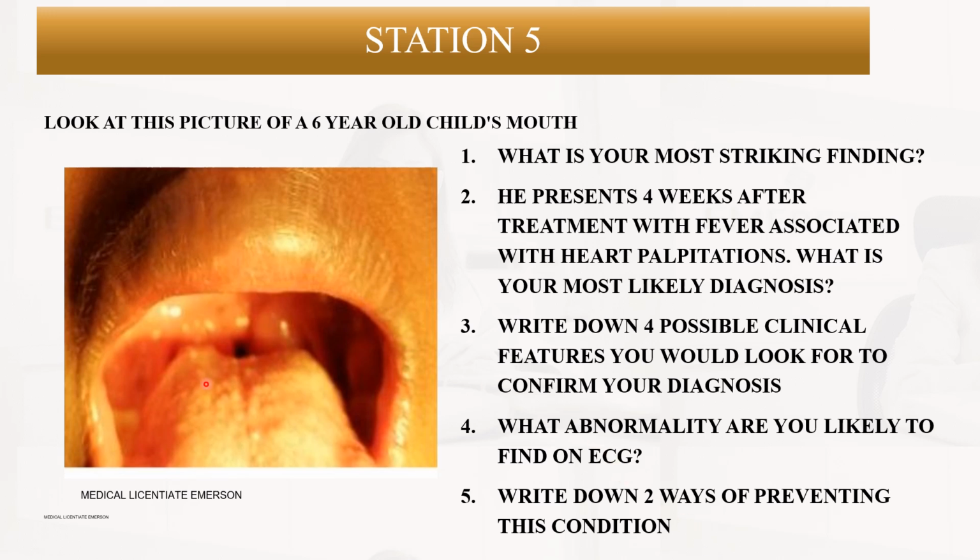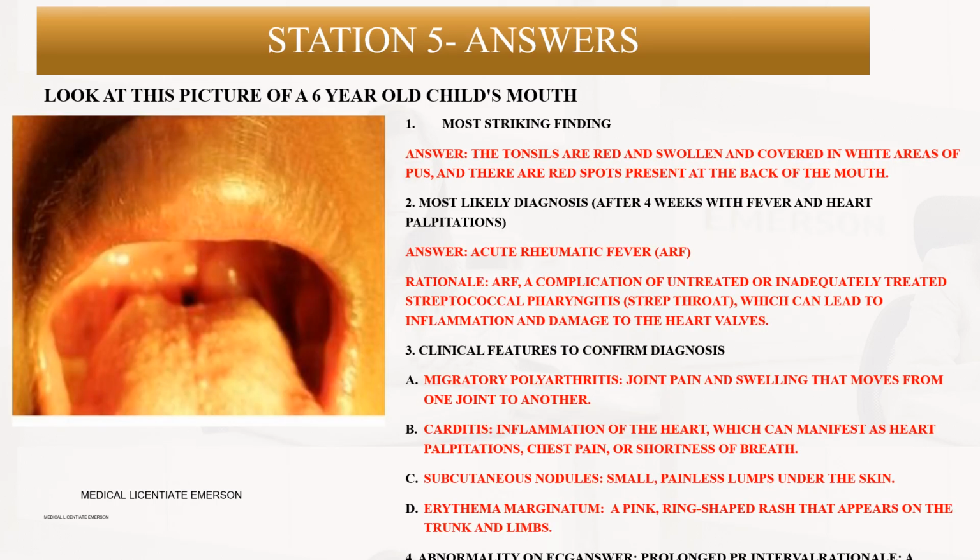I'm sure you have even seen the striking feature, which of course I'm showing you here. Okay, that's the most striking feature. So let's go to the answers. So the most striking feature we're going to find is that the tonsils are red and swollen, and they are covered in white areas of pus, and there are red spots present at the back of the mouth. Okay, those are the most striking findings we have.